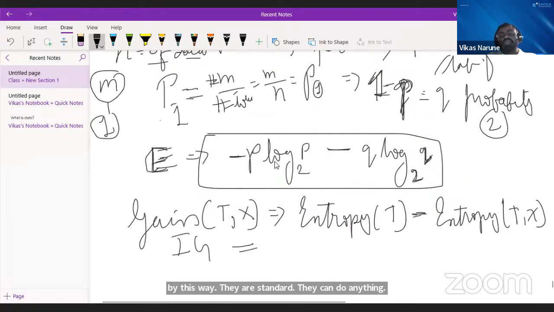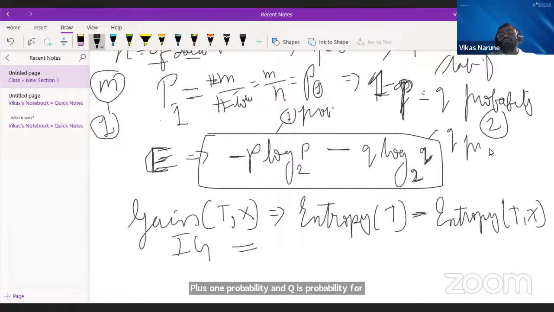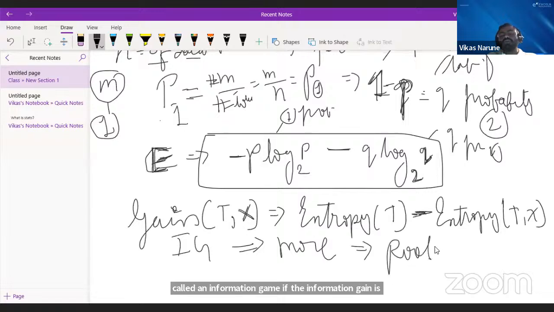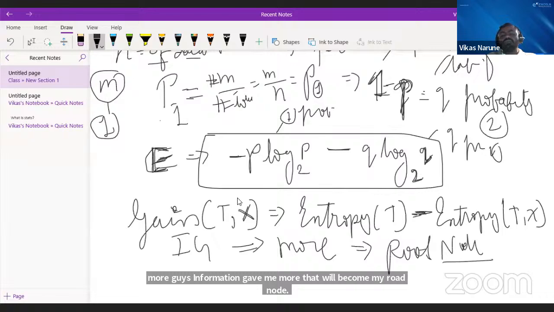So this way, guys, minus P log P, base 2. P is the probability of class 1, and Q is the probability for class 2, guys. Okay, this is what it's going to be. And once we calculate entropy, guys, you have to calculate the gain. What is the gain of splitting on the basis of feature X? Before splitting, after splitting, what is the entropy? That entropy difference is called information gain. If the information gain is more, guys, that will become my root node. That's how it's going to be.